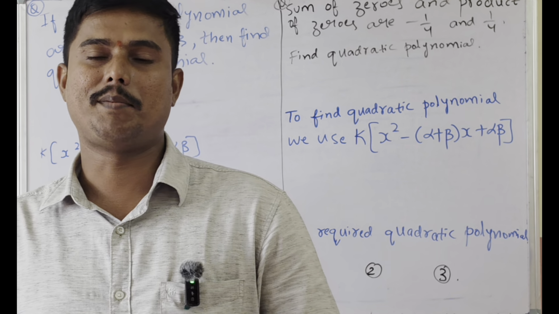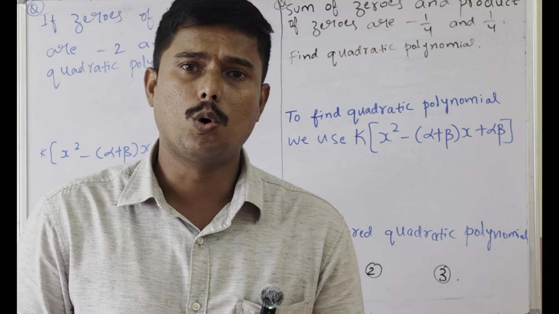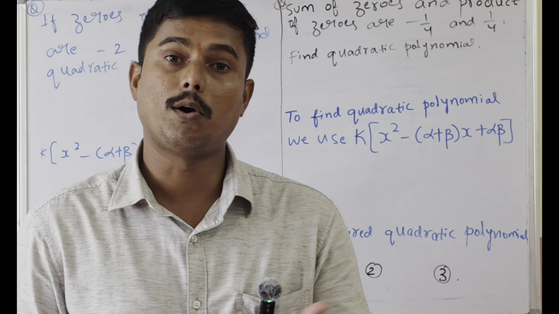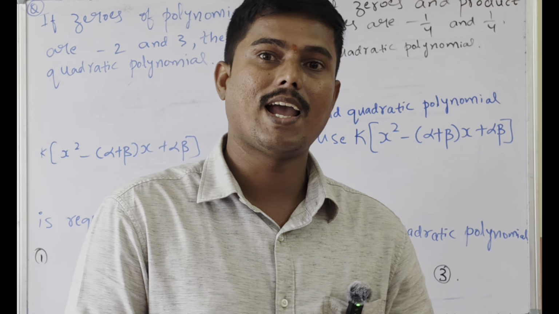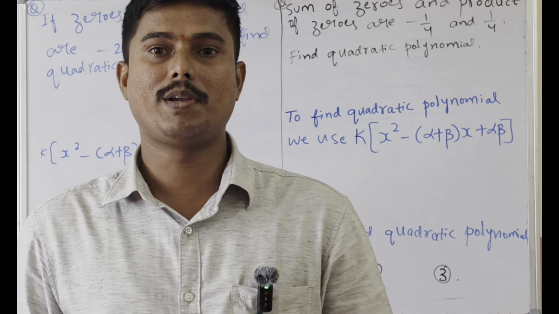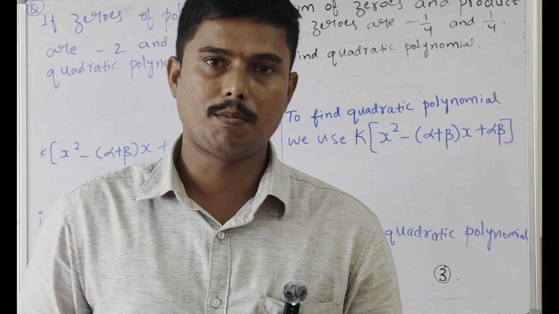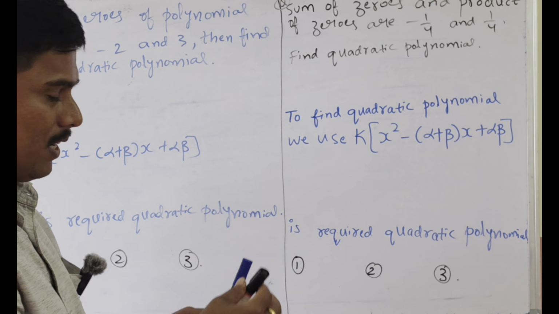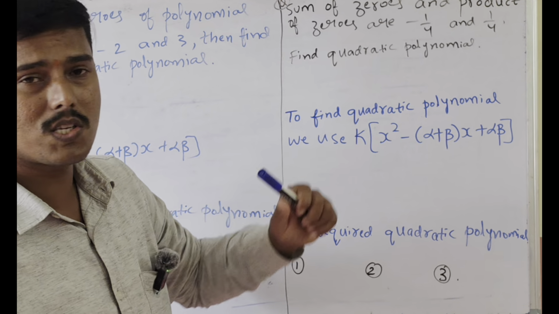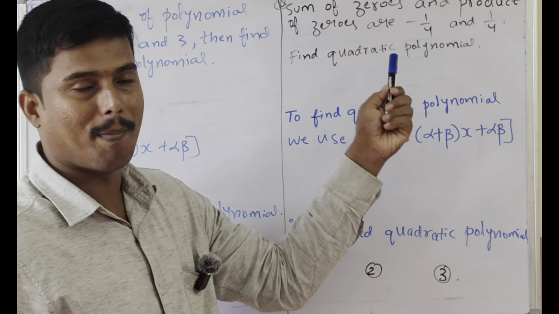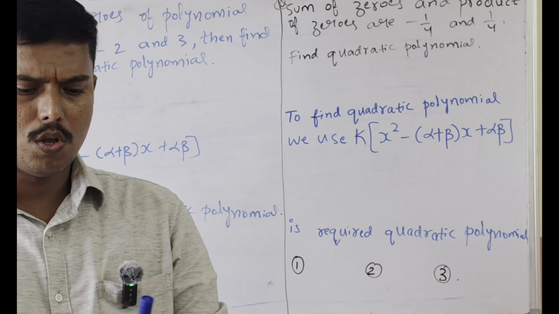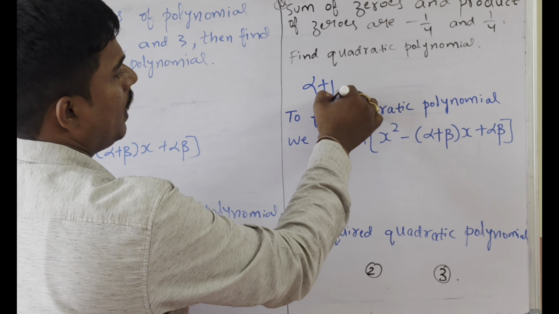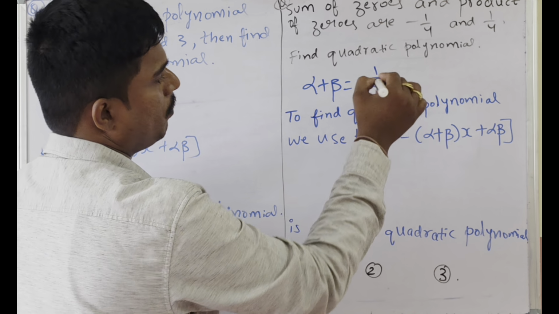Now the last topic of the chapter, when sum of zeros and product of zeros are given, how to find a quadratic polynomial. Not only that, when zeros are given, how to find a quadratic polynomial. So let us start with the concept of when sum of zeros and product of zeros are given. So see here, sum of zeros and product of zeros are minus 1 by 4 plus 1 by 4. What do you mean by sum of zeros? Last class we learned alpha plus beta equals minus 1 by 4.